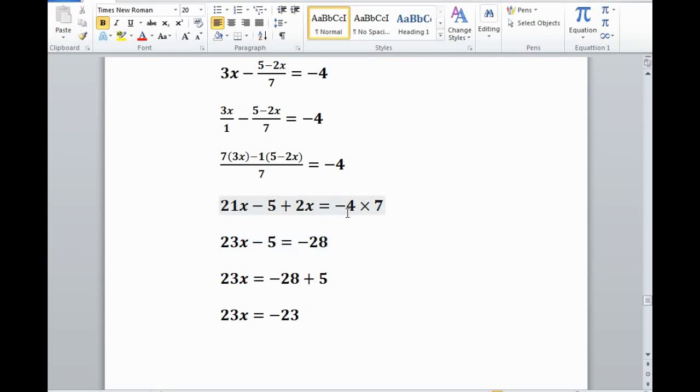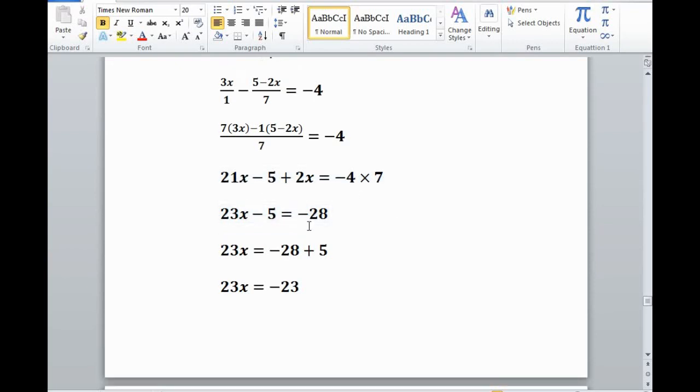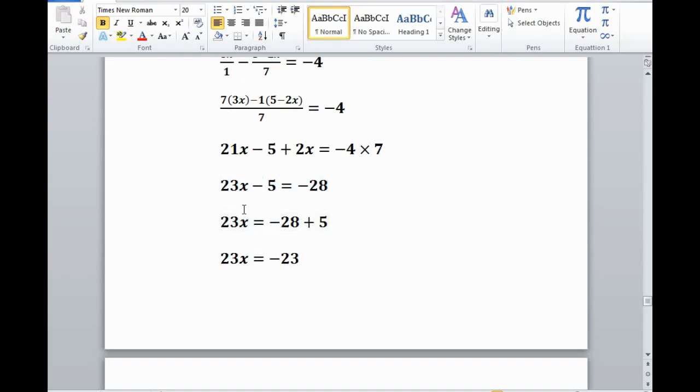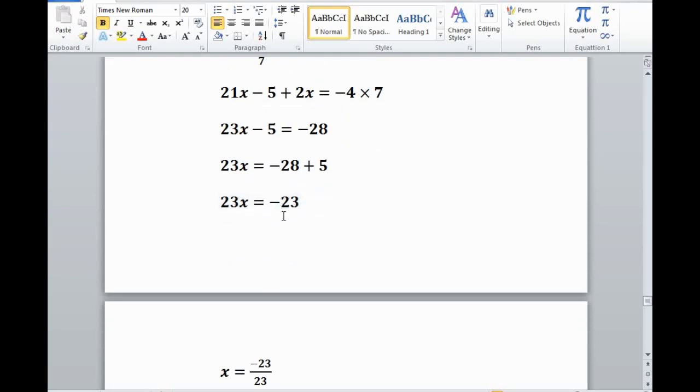Let's take the product of negative 4 and positive 7. Their total product is negative 28. So to find x, first of all, let's take this negative 5 from the left to the right side. This equation becomes negative 28 plus 5. The difference is negative 23.